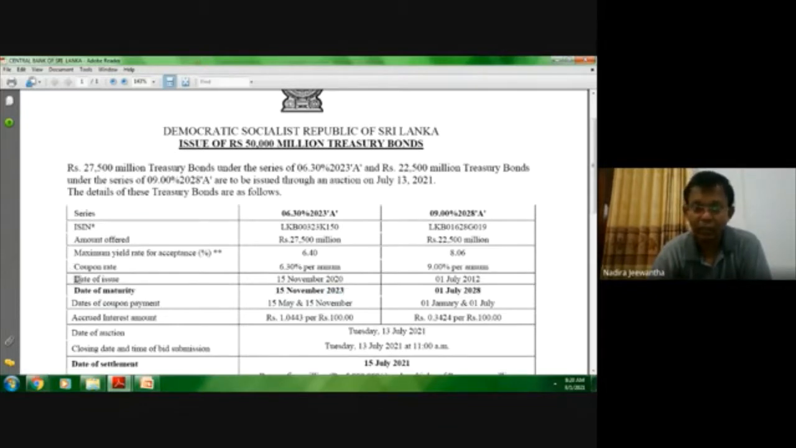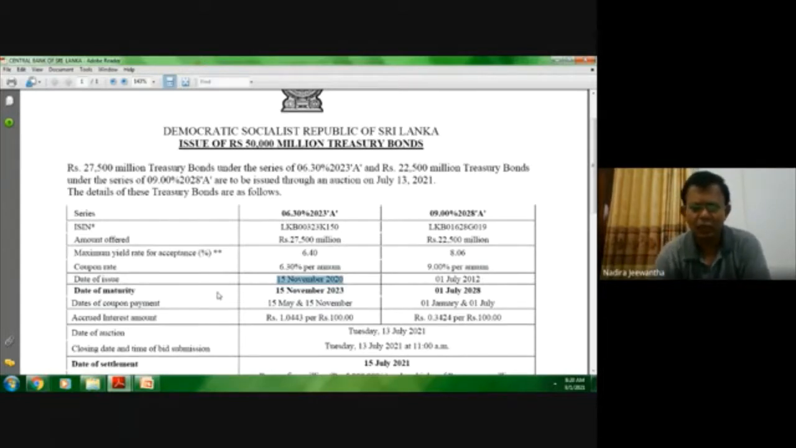Date of issue, now see, we haven't touched this when we did the question. Now you can understand easily. Date of issue 15 November 2020. What does it mean? The first time this bond was issued was on 15 November 2020.